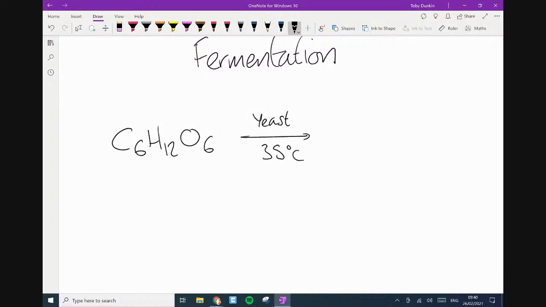C6H12O6. Now, can I just point out, that's glucose. We use this in the equation because it's easier. If you want to use sucrose, then it would be C12H22O11. Notice it's slightly off because you use water during the condensation reaction to join together.